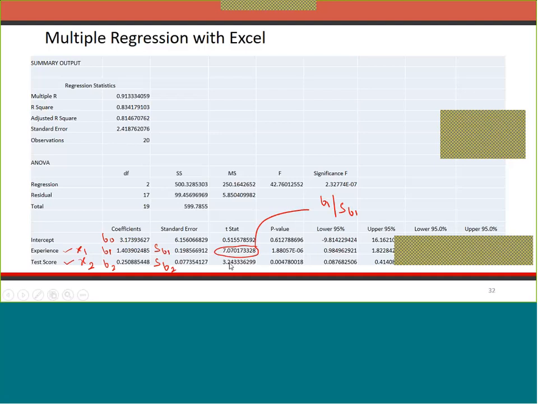Similarly, you can calculate the other also: B2 by SB2. Then the corresponding P value is also given here. So 1.88 into 10 power minus 6 means nearly 0. So like that you can calculate standard errors for each B1, B2. You can calculate the T values for each B1, B2 and you can even calculate P value also, showing the significance.